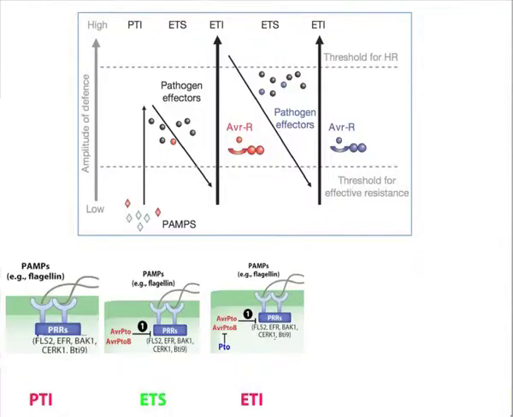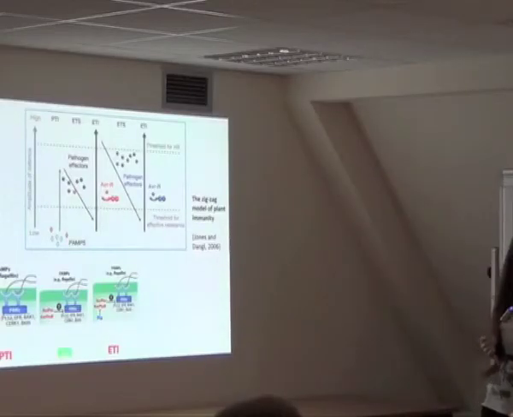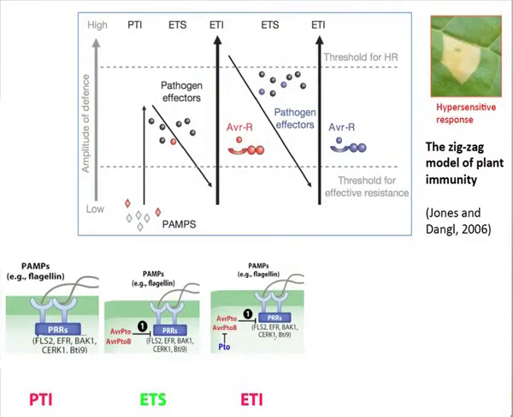And then moving on, resistant plants will produce resistance proteins, or R proteins, which are able to detect the presence of effectors and trigger effector-triggered immunity. This is typically associated with the hypersensitive response, which is a programmed cell death mechanism to prevent the spread of the pathogen throughout the plant.